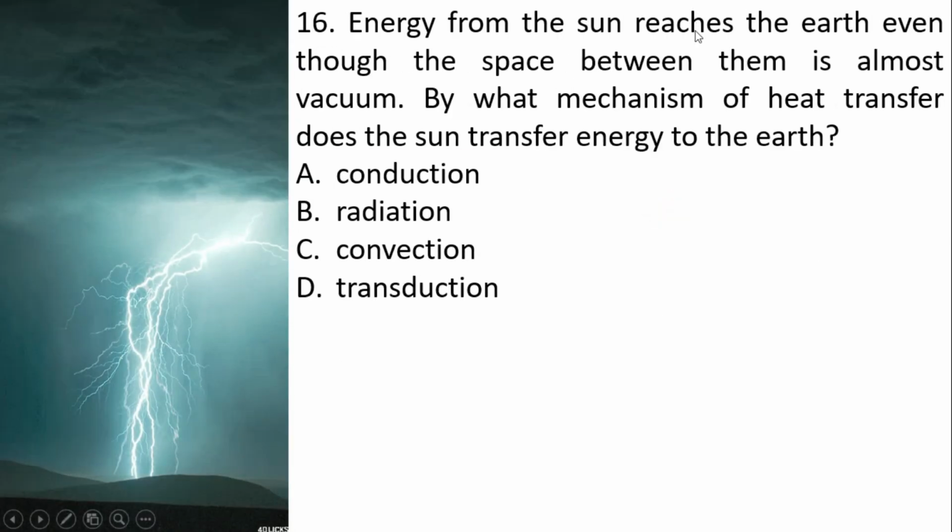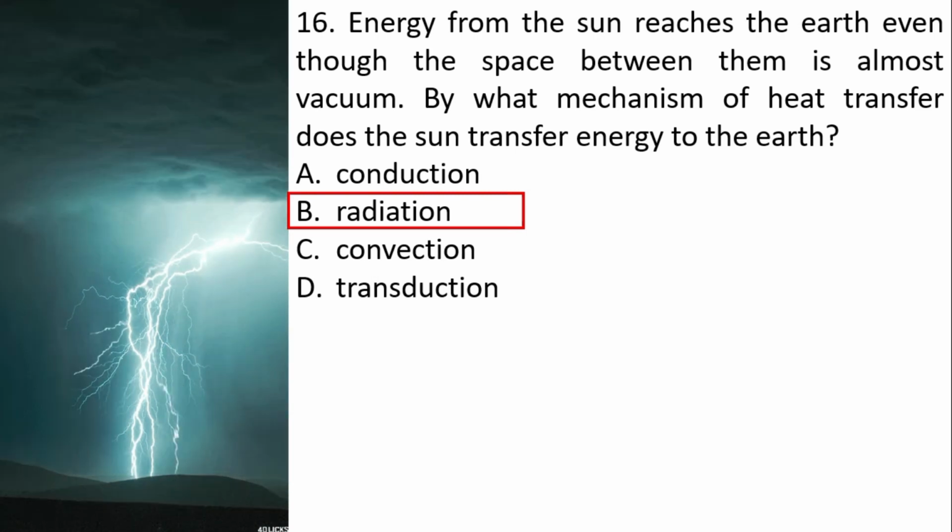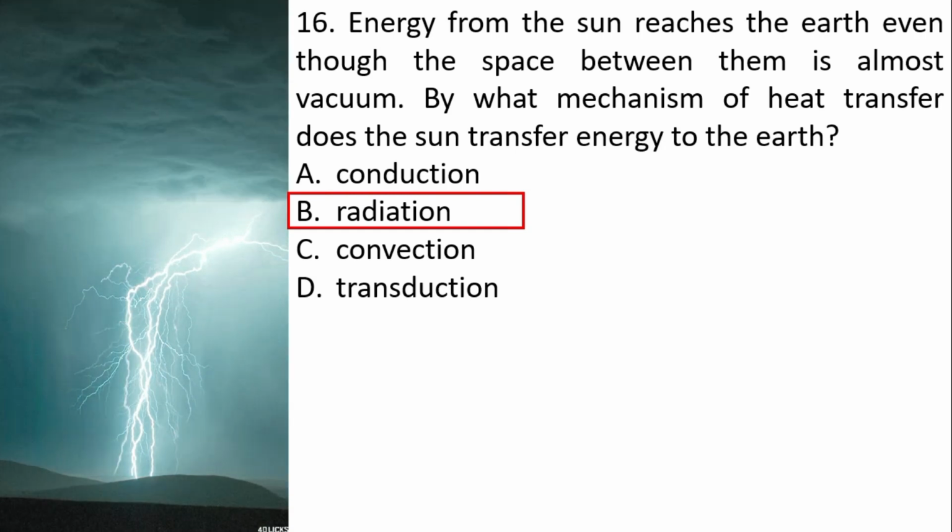16. Energy from the sun reaches the earth even though the space between them is almost vacuum. By what mechanism of heat transfer does the sun transfer energy to the earth? Okay, it's very easy. It's radiation again. Okay, conduction, direct contact, convection, heat transfer by fluid. Okay, either gas or liquid. But here, through vacuum, so it's radiation.